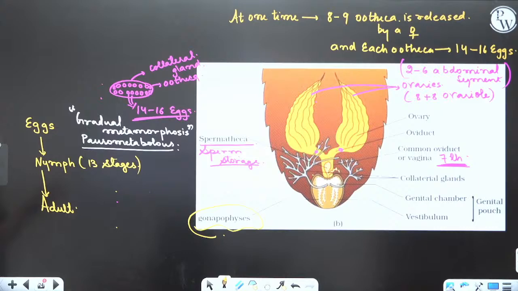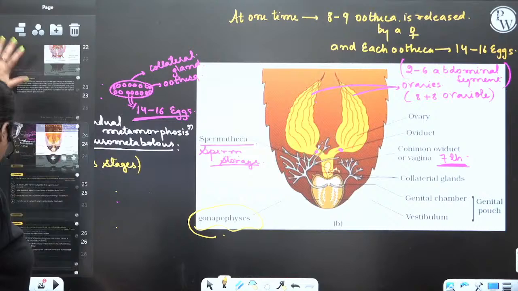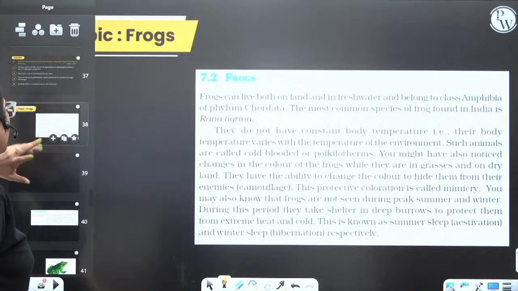Good, good, good. Glad that everything is clear to you. Okay? Chalo. So with this, guys, we have completed the cockroach. Congratulations. You did everything with me and that's a great job. Now, before doing the questions, let's first move on to the next topic, which is the frog, and then we will do some questions.